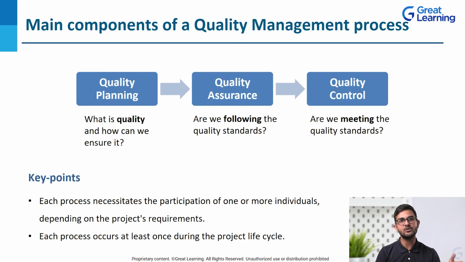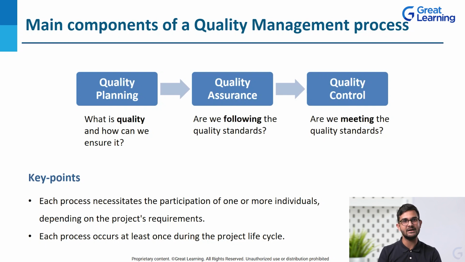So are we following the quality standards? Now that is one question. We have established the quality standards in quality planning, but are we actually following it? Or we have just set it and we are not following it? That is done by quality assurance, by assuring the quality whether we are following, we are going to meet those standards or not. Now, whether we will actually meet those standards or not, that is the third step, quality control.